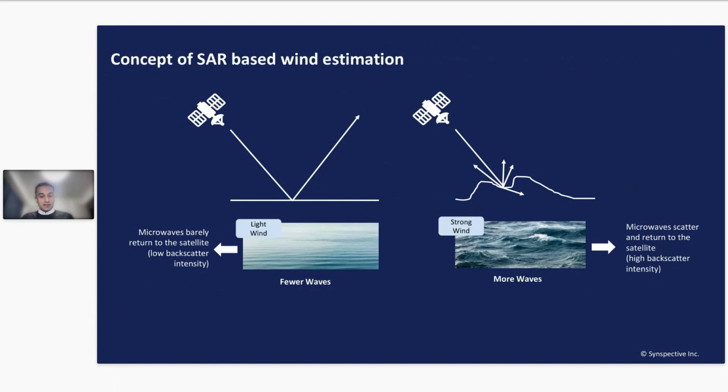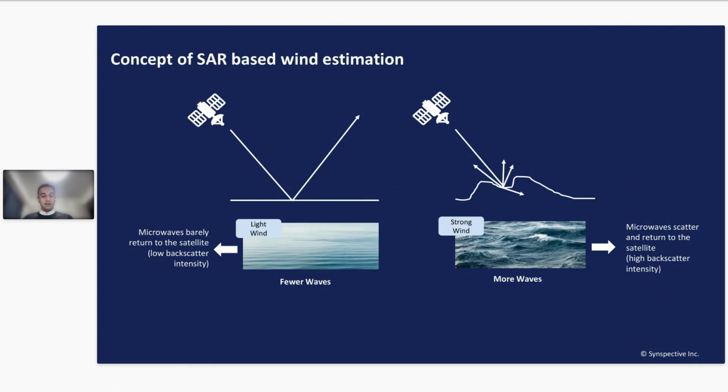So on my left, you can see an image of when there are fewer waves in the ocean, or in other words, a light wind is blowing over the ocean surface. In these cases, when microwave is emitted by the SAR satellite, these microwaves get reflected away from the ocean surface. And because of this, barely any microwave returns back to the satellite. And these regions have low backscatter intensity, or in other words, they appear darker in SAR images.